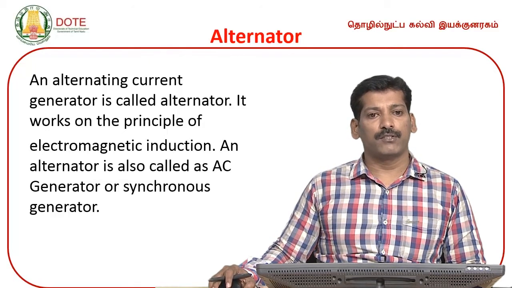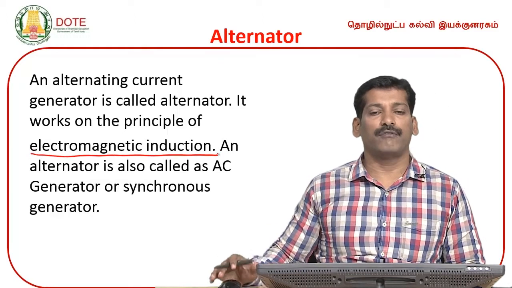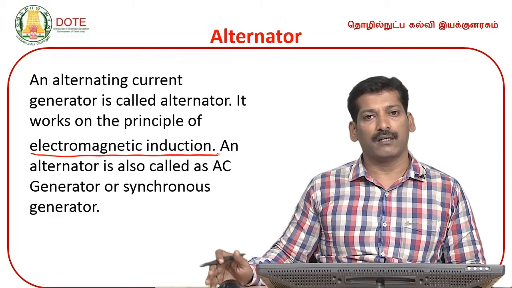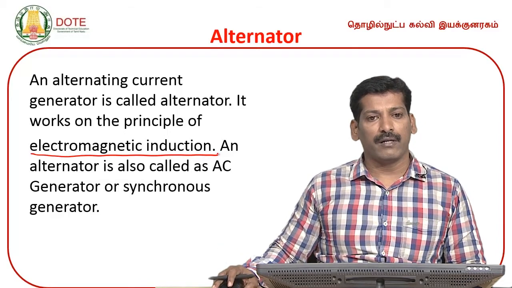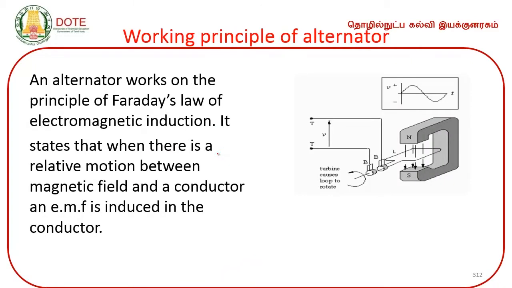An alternating current generator is called an alternator. It works on the principle of electromagnetic induction. It is a very important phenomenon in electrical engineering. So, an alternator is also called as AC generator or synchronous generator. Now, we will switch on to the working principle of alternator.